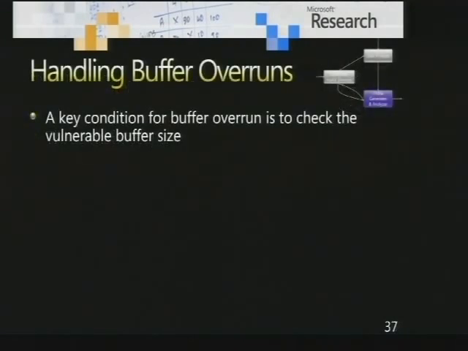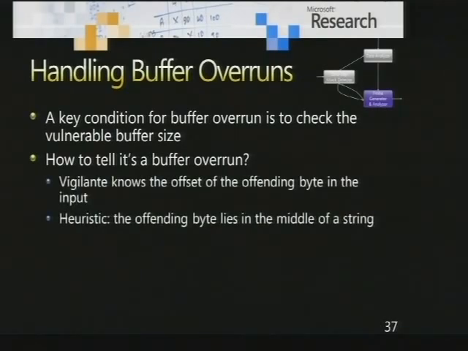We want to handle buffer overrun first because buffer overrun is very common. A key condition for buffer overrun is to check the vulnerable buffer size. And how do we tell? First, we need to solve the problem of how we tell it's a buffer overrun. We leverage a heuristic. It's basically saying if the offending byte returned by Vigilante sits in the middle of a string, in the middle of a buffer or byte array, then that's a buffer overrun.